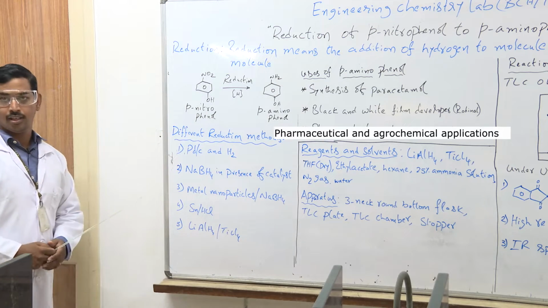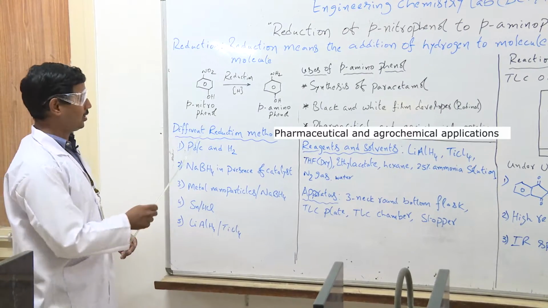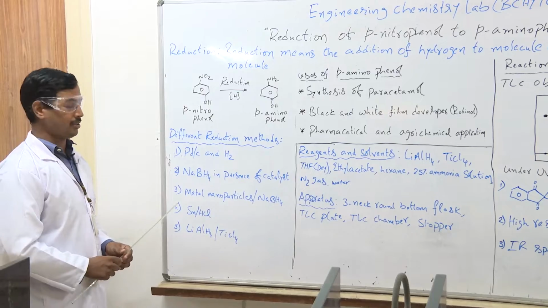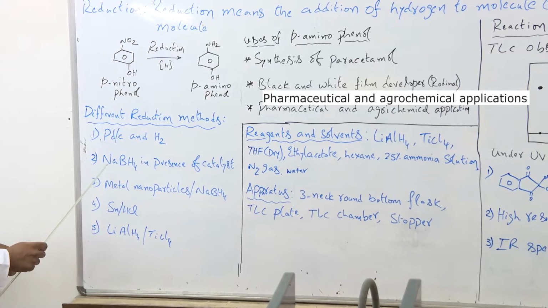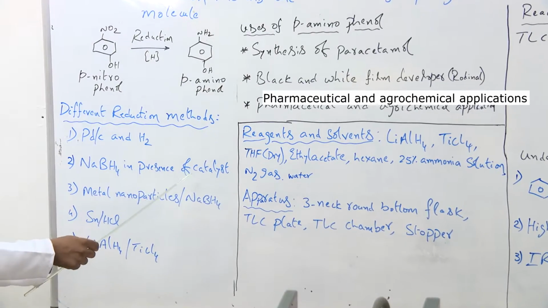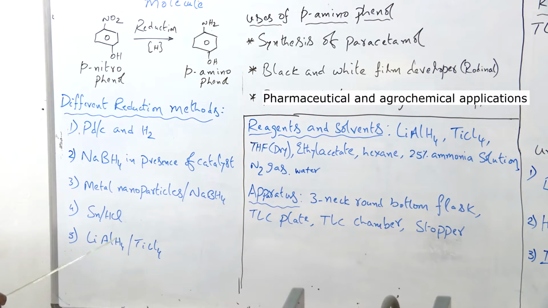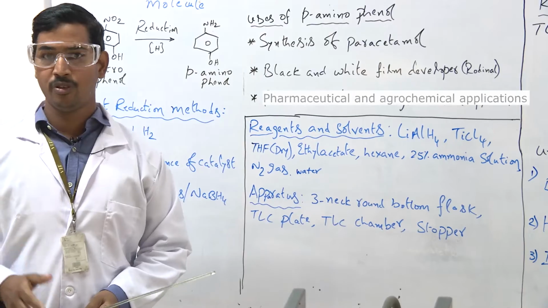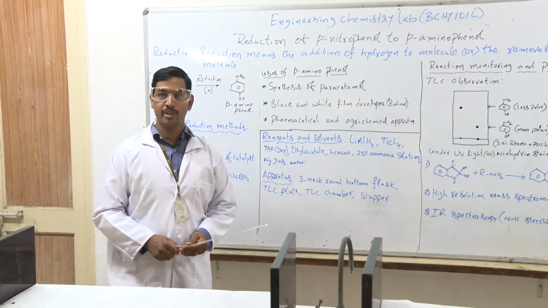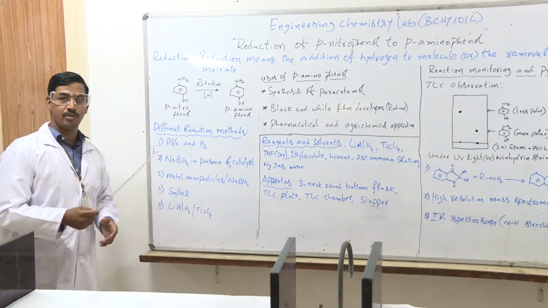Coming to the preparation methods, there are several methods available in the literature to prepare para-aminophenol from para-nitrophenol. For example, using palladium carbon and hydrogen, sodium borohydride, metal nanoparticle catalysts with sodium borohydride, tin and HCl, lithium aluminum hydride, and titanium tetrachloride. These methods all have some limitations. Some reactions may require a longer time, some may require costly chemicals, and some may give byproducts.